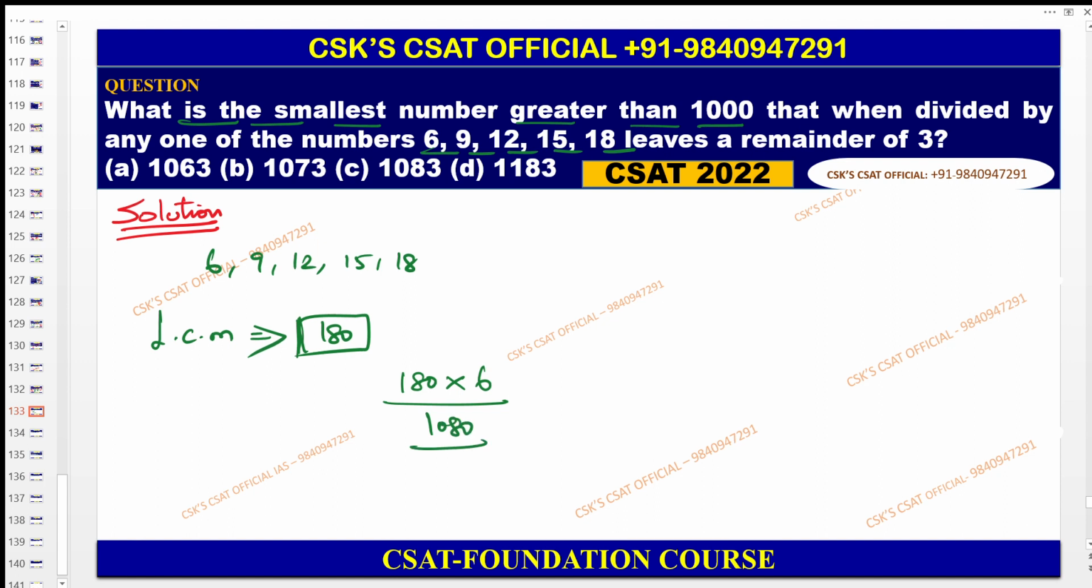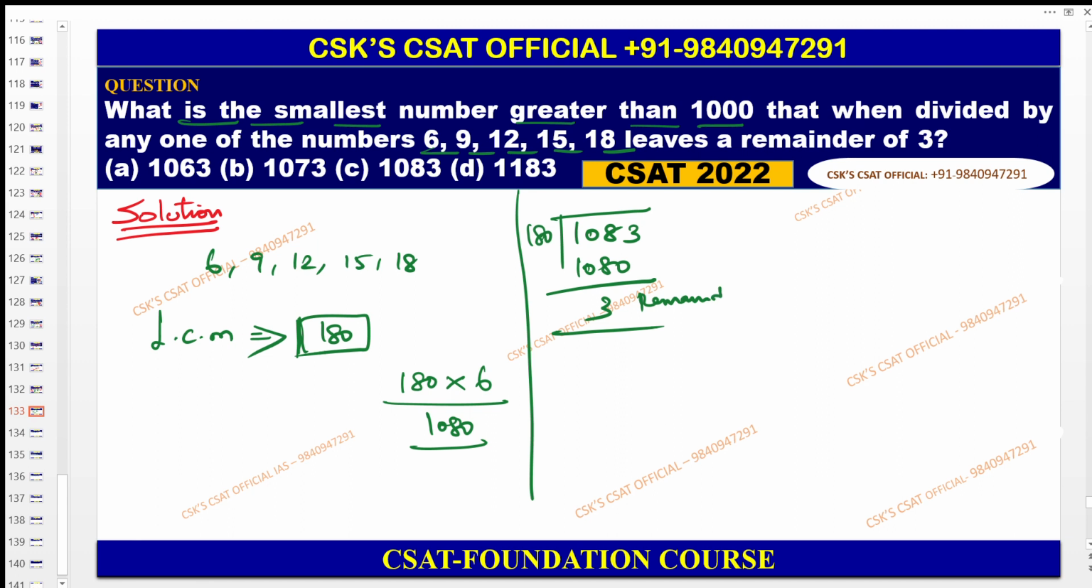1080 is the least number which is completely divisible by 6, 9, 12, 15, 18. But here, in order to give remainder 3, the next number is 1083. When 1083 is divided by 180, 1080 completely vanishes. It gives you 3 as the remainder. So the least number here is 1083.